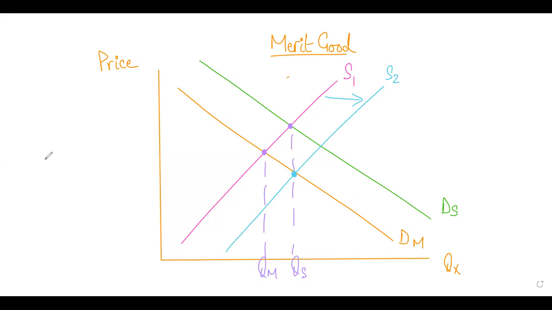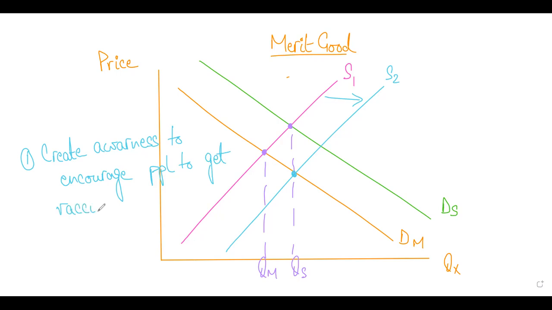One is to create awareness, and you can increase the demand by encouraging people to get themselves vaccinated. That will cause the demand curve to shift to the right. Or another way around that, provide subsidies. Any confusion so far? Are we good? Okay, now this was the merit good.